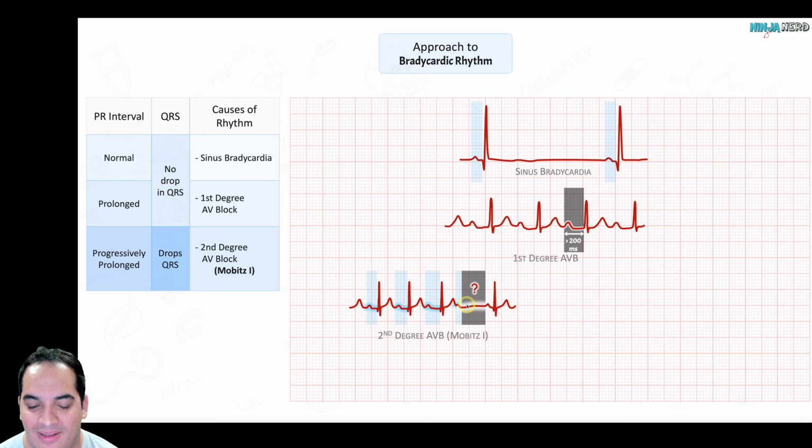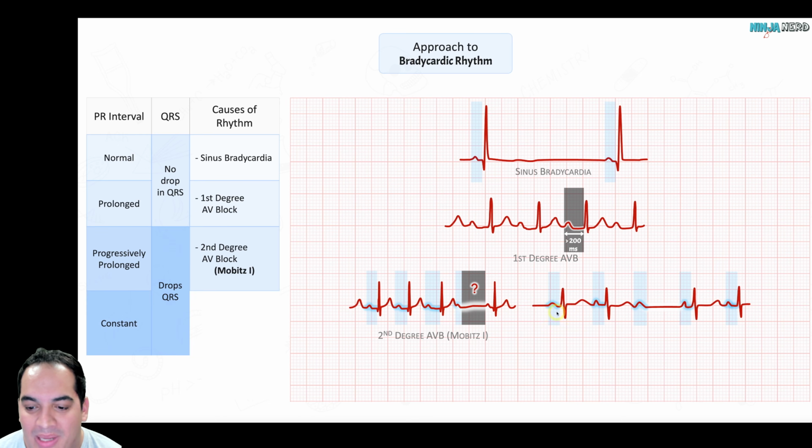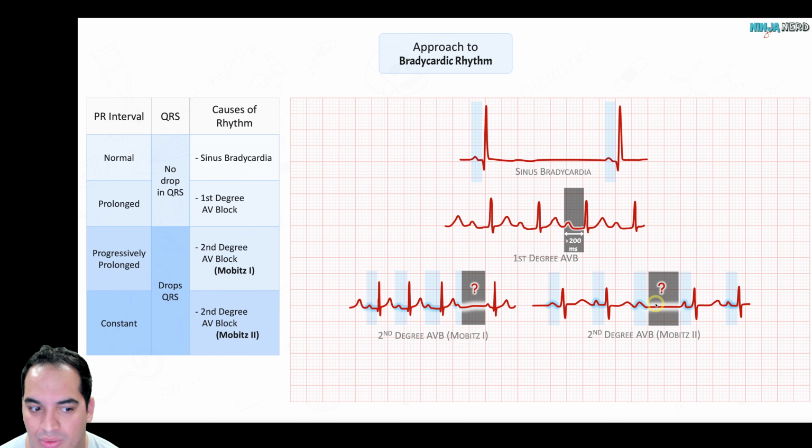What else? If I have a PR interval that is prolonged but constant, it's not changing, it's not getting progressively longer, it's constant. And then what you notice is P, QRS, P, QRS, P, no QRS. I drop a QRS with a constant PR interval. This right here, my friends, is a second-degree Mobitz 2.